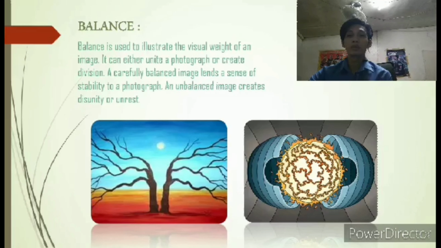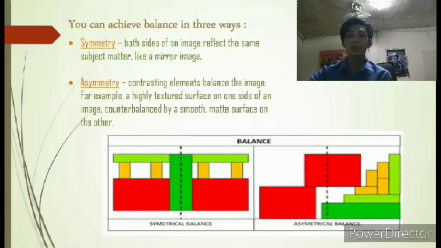Along with unity, proportion, emphasis, and rhythm. You can achieve balance in 3 ways. First of all, symmetry or symmetrical balance means that the work of art is the same on one side as the other, mirror image of itself on both sides of a center line.